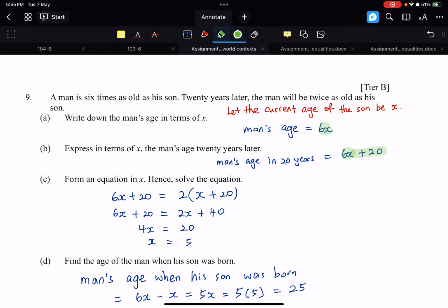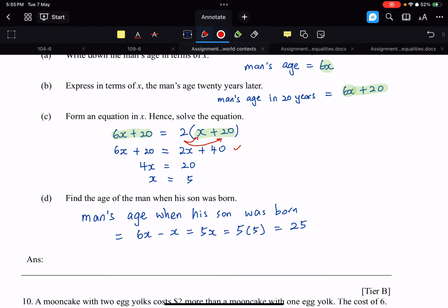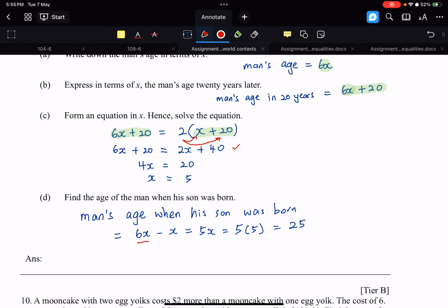So we form an equation: 6x plus 20 is actually 2 times the age of the son 20 years later. So the son 20 years later is x plus 20, and then you multiply by 2. So again, we do our distribution to get this result, and we end up with x equals 5. So they want us to find the age of the man when his son was born, right? So his current age minus the age of his son will give us 25 years old.